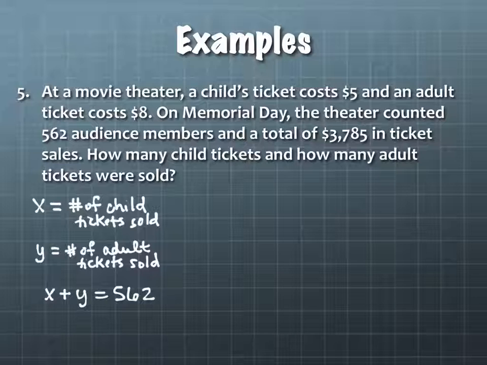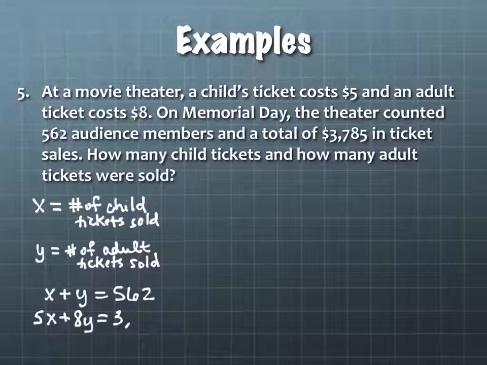How much do the child tickets cost? $5. So if you were asked to find how much money was made by selling child tickets, what would that expression look like? 5x. Okay? Because it's multiplication of how many tickets times the cost of the ticket. The cost of the ticket's 5, how many is the x. And then what would you do for the adult tickets? 8y.